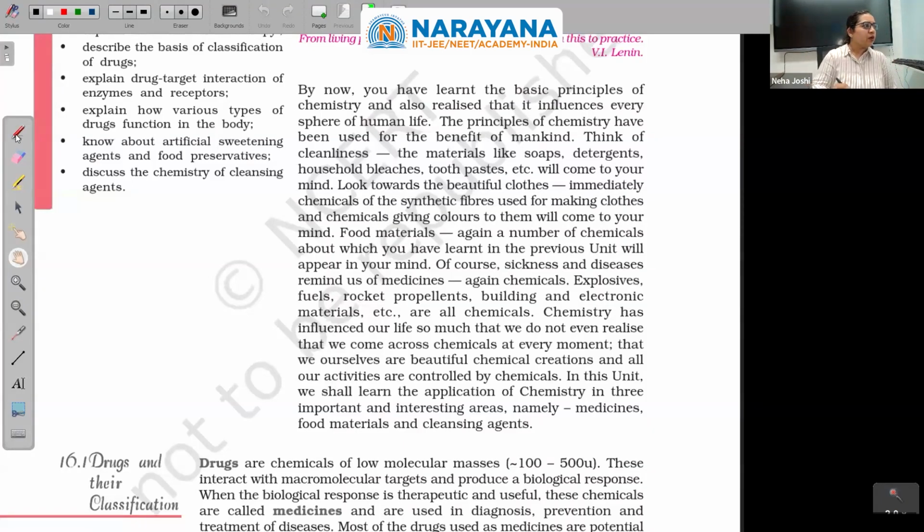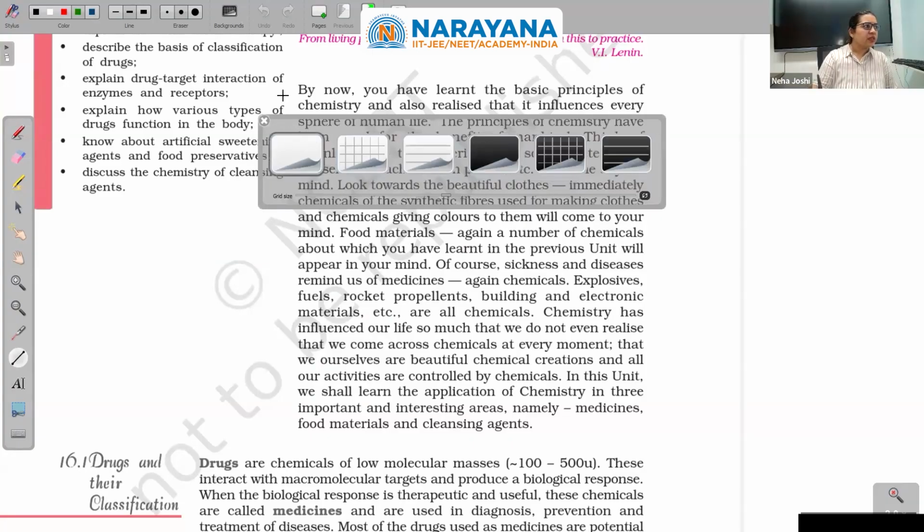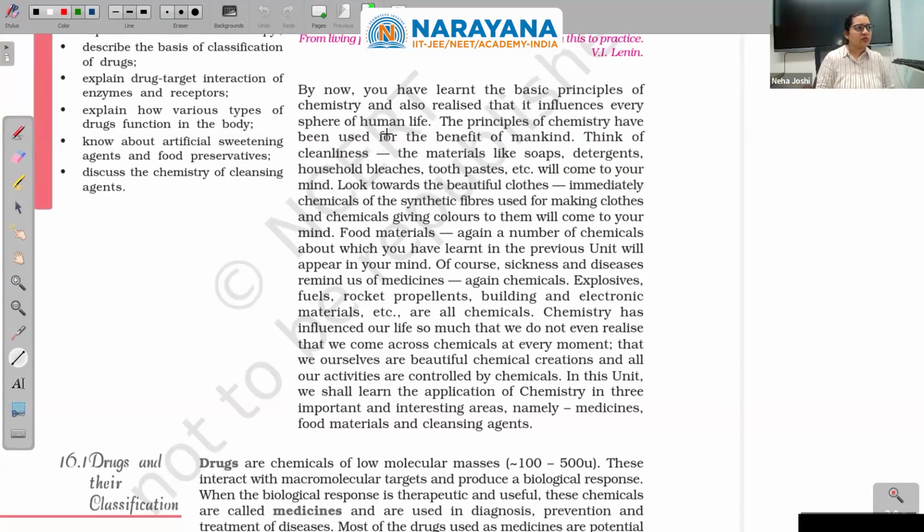So by now you have learned the basic principles of chemistry, and also realize that it influences every sphere of human life. The principles of chemistry have been used for the benefit of mankind. Think of cleanliness. Materials like soap, detergent, household bleaches, toothpaste, etc. will come to your mind.